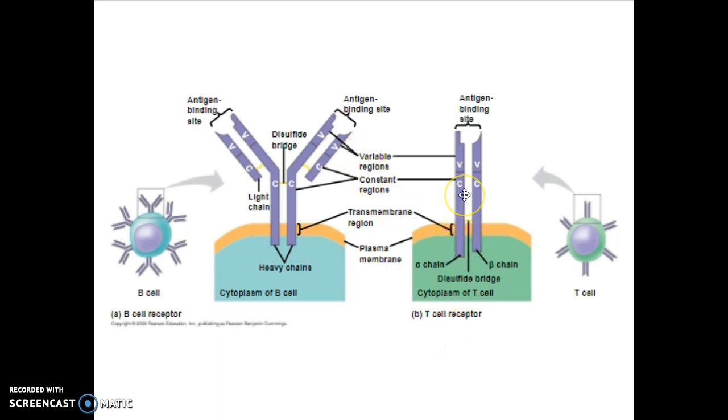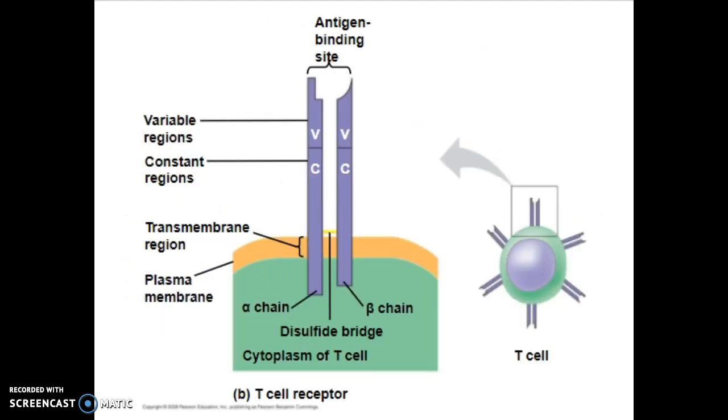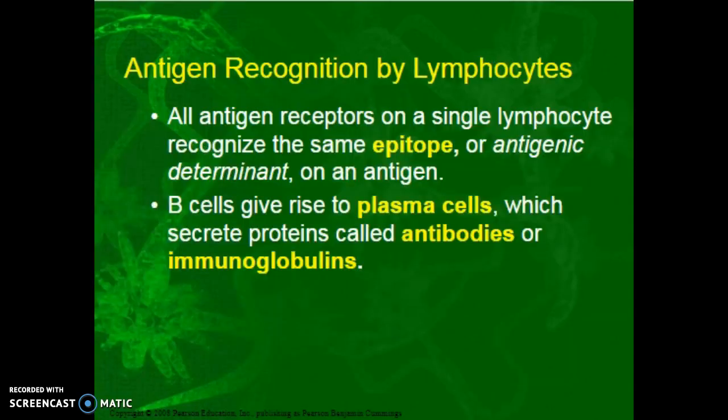In terms of a T cell, same idea, but we don't have this branching receptor, so we're going to be able to receive different signals. Zoomed in version of the B cell, zoomed in version of the T cell.